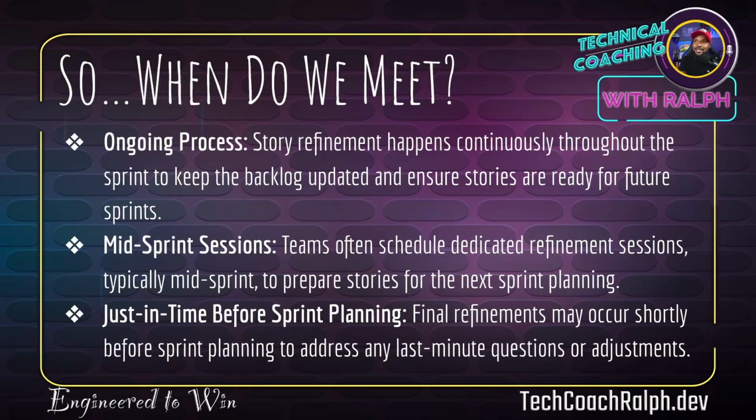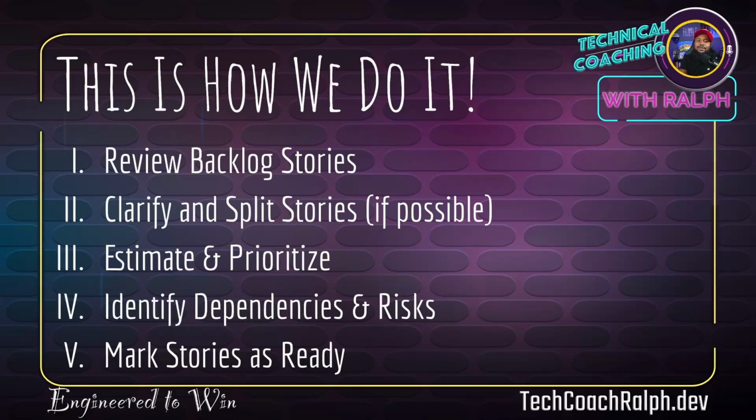That's why sometimes, if we are refined 3 sprints ahead, we'll cancel the ongoing process meeting, but maybe we'll do the mid-sprint check-in to start getting ready for the next sprint. And we might not need to do the just-in-time before sprint planning, but maybe we might, in case we have some additional things to clarify. So this is how we do it, right? This is how we do it.